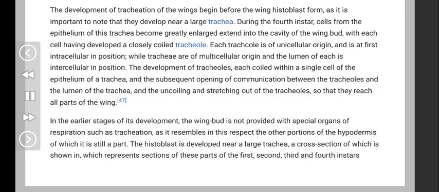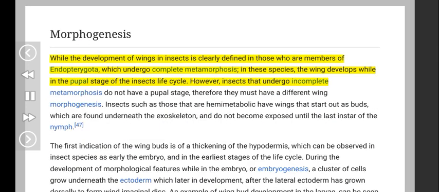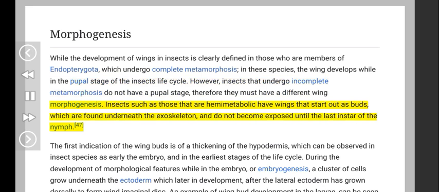Morphogenesis. While the development of wings in insects is clearly defined in those who are members of Endopterygota, which undergo complete metamorphosis, in these species, the wing develops while in the pupal stage of the insect's life cycle. However, insects that undergo incomplete metamorphosis do not have a pupal stage, therefore they must have a different wing morphogenesis. Insects such as those that are hemimetabolic have wings that start out as buds, which are found underneath the exoskeleton, and do not become exposed until the last instar of the nymph.